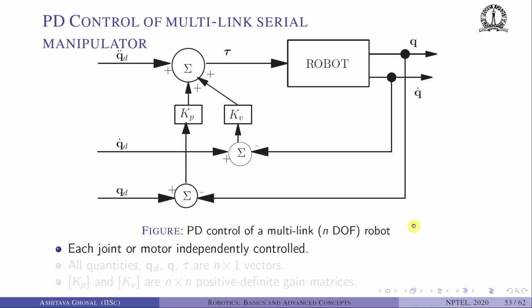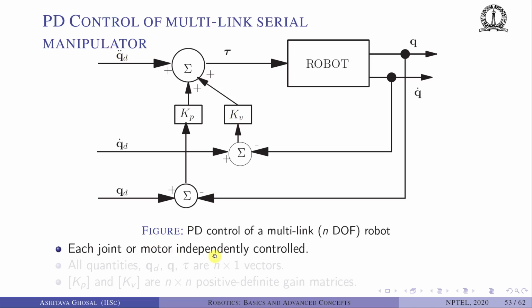So how does it look? The PD control of a multi-link serial manipulator using a linear control scheme looks like this. I have this robot, the input is torque. The output, we measure Q, which is the rotation at the joints, and Q dot, which is the velocity at the joints. Then we compute QD minus Q. This error is multiplied by Kp, and QD dot minus Q dot measured is multiplied by Kv, and to that we add QD double dot.